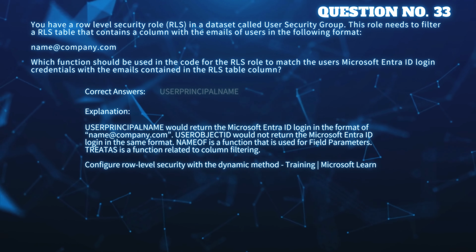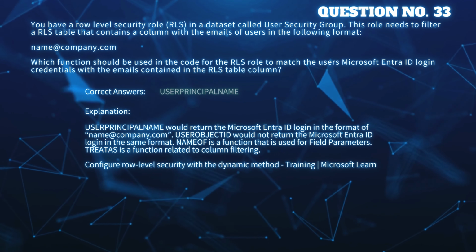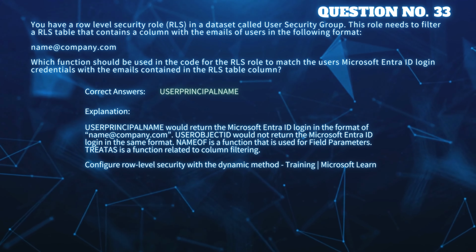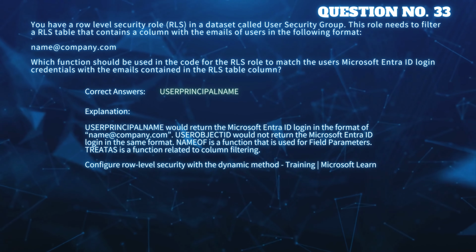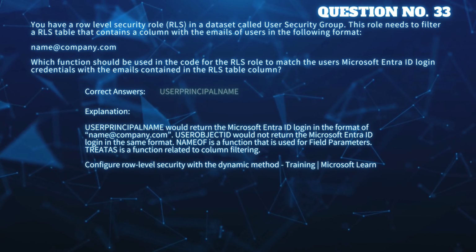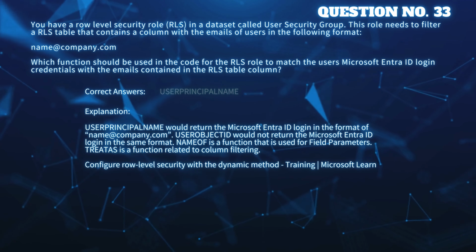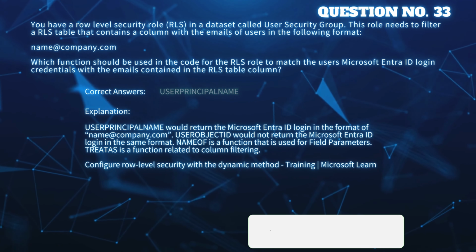Explanation: USERNAME and USERPRINCIPALNAME would return the Microsoft Entra ID login in the format of name@company.com. USEROBJECTID would not return the Microsoft Entra ID login in the same format. NAMEOF is a function that is used for field parameters. TREATAS is a function related to column filtering.